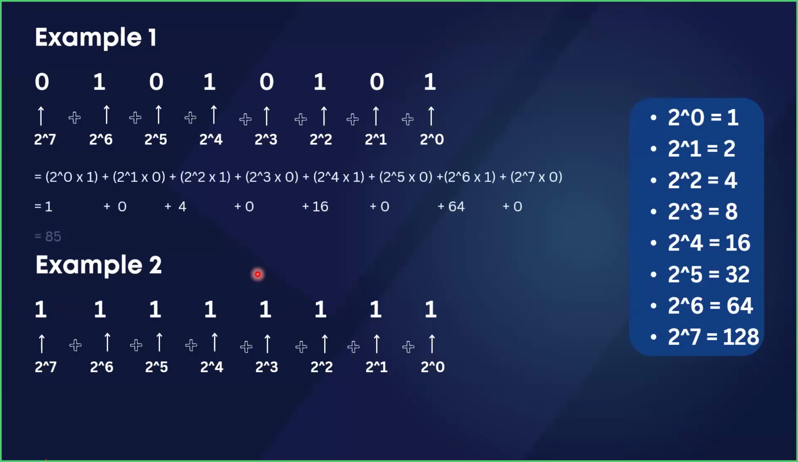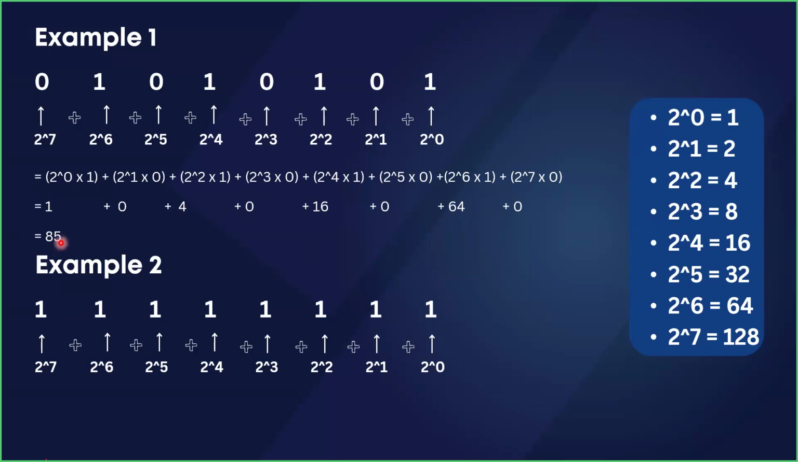First number, as you can see, 2 power 0 into 1, that's 1. 2 power 1 into 0, 0. 2 power 2 into 1, 4. 2 power 3 into 0, 0. 2 power 4 into 1, 16. 2 power 5 into 0, 0. 2 power 6 into 1, 64. 2 power 7 into 0, 0. I'm going a bit fast because you've understood this concept. If you add all this up, 64 plus 16, that's 80. 80 plus 4, 84. 84 plus 1, 85.